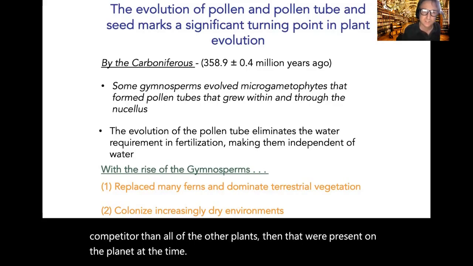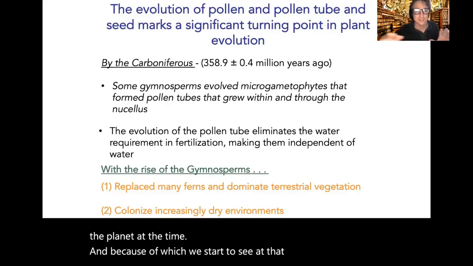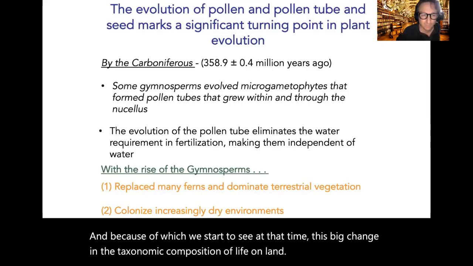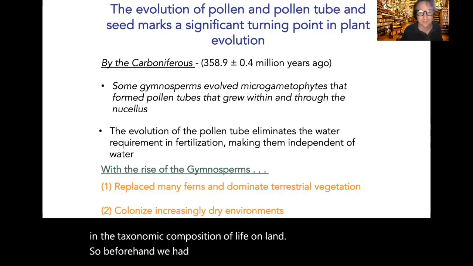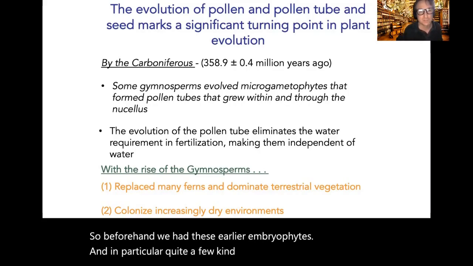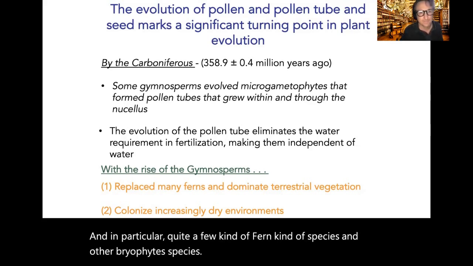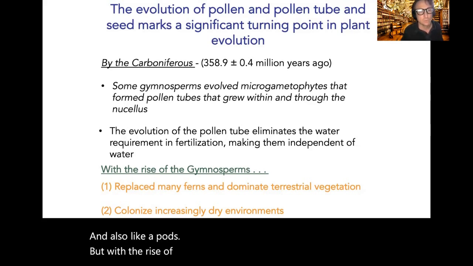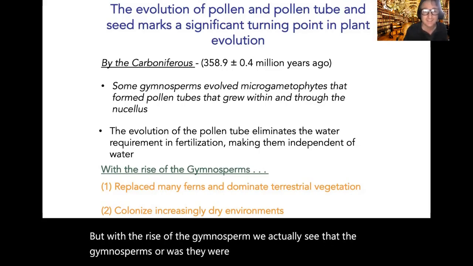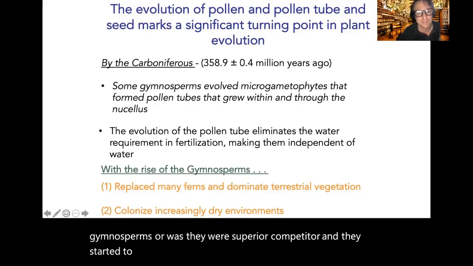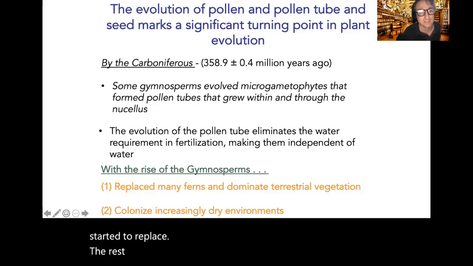And because of which we start to see, at that time, this big change in the taxonomic composition of life on land. So beforehand, we had these earlier embryophytes, and in particular, quite a few fern species and other bryophyte species, and also lycopods. But with the rise of the gymnosperms, we actually see that the gymnosperms were a superior competitor. And they started to replace a good chunk of the vegetation of the planet.